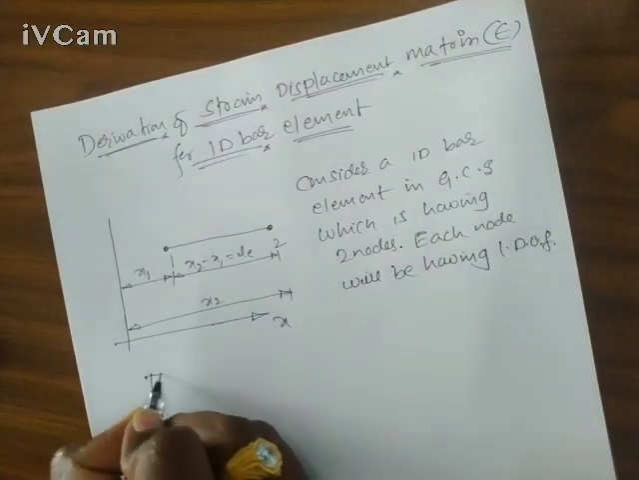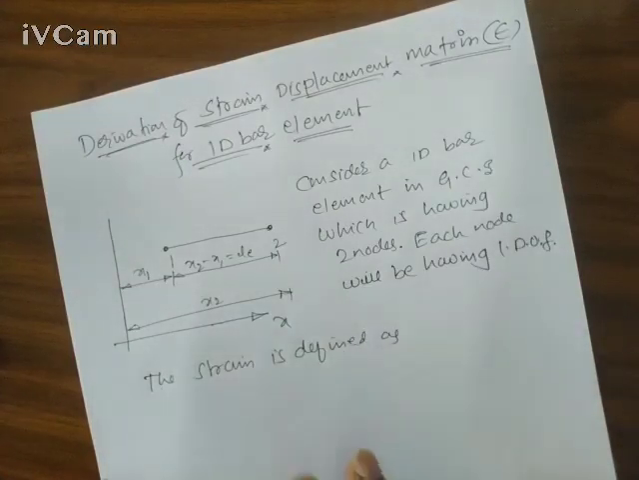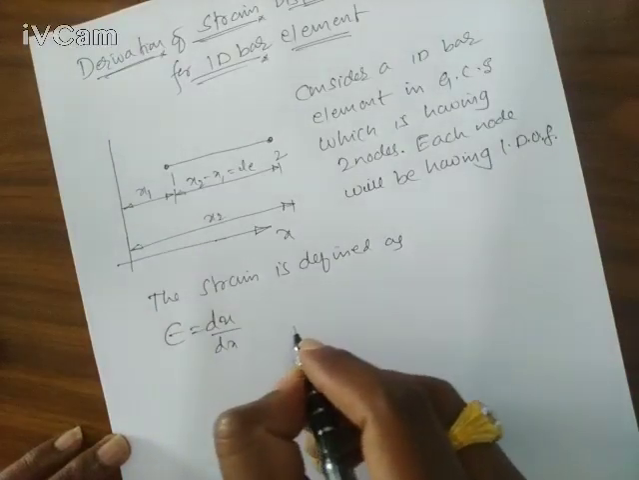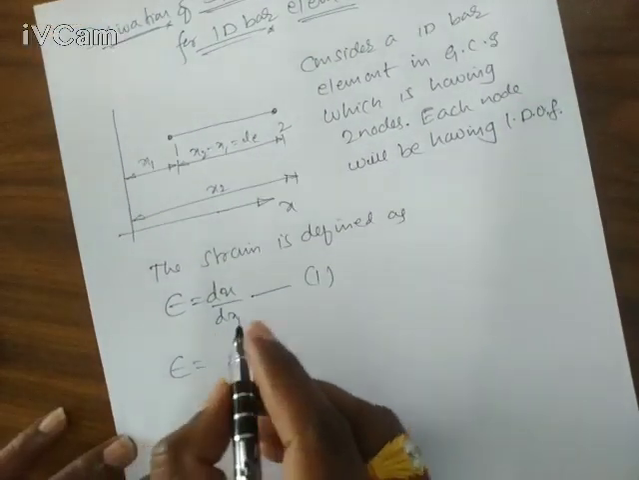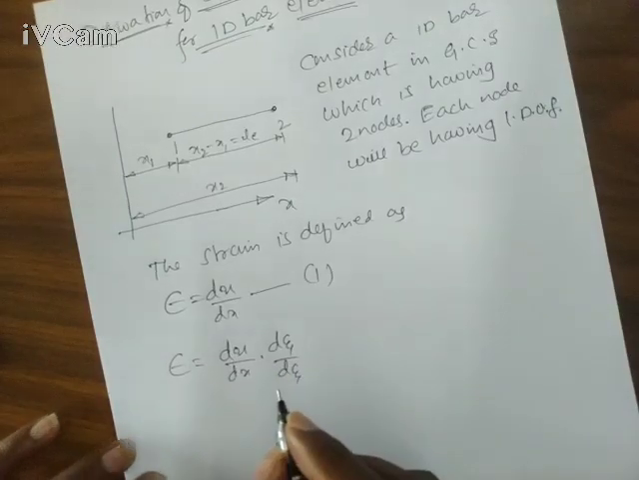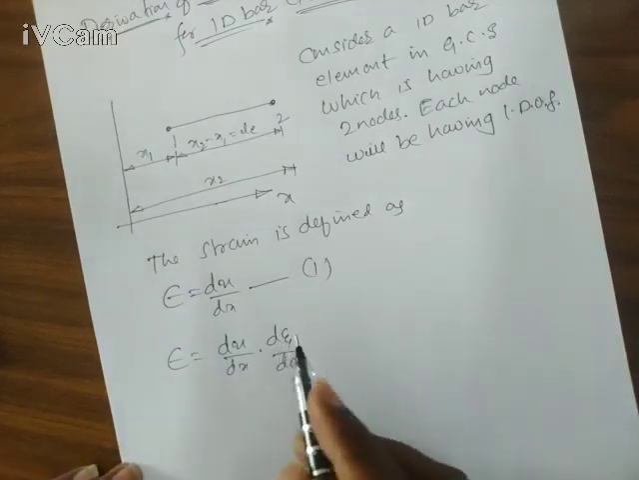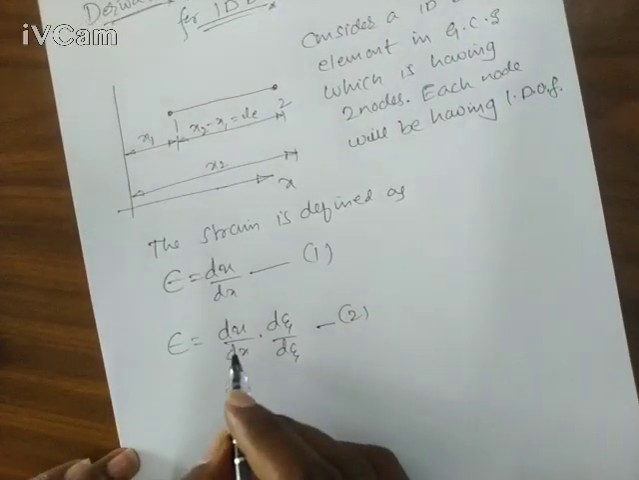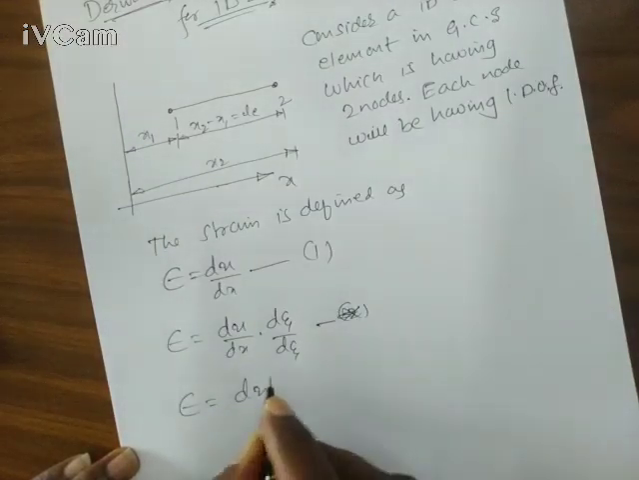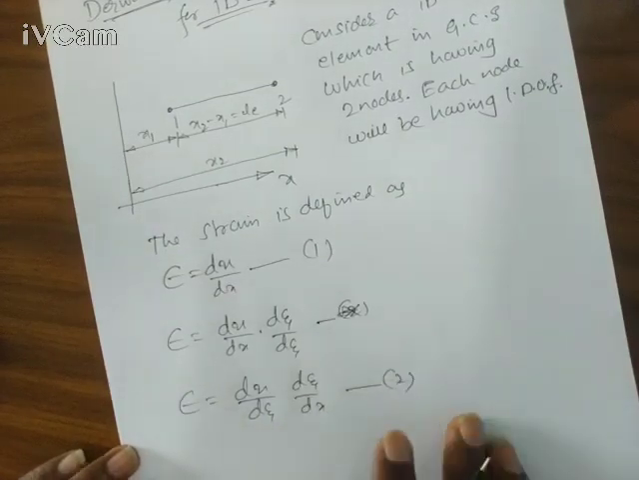Now the strain is defined as du by dx. I am going to call this equation number 1. Further, I will simplify this du by dx. I am going to multiply it with d zeta divided by d zeta. Nothing is happening to this equation, because if I cancel d zeta, I will be getting 1. So nothing is going to affect the original equation. Here the strain is du by d zeta into d zeta by dx. In this fashion I have written it here, as equation 2.